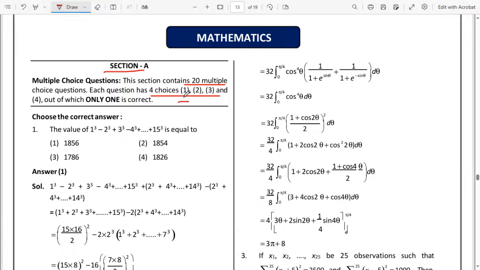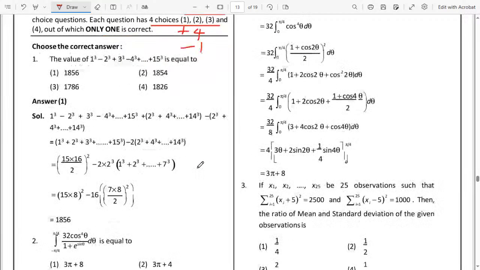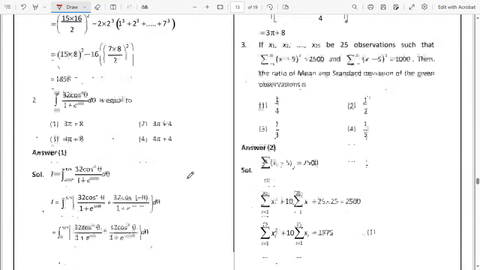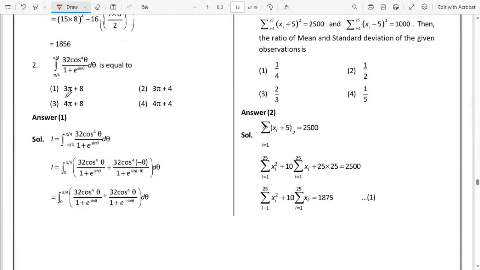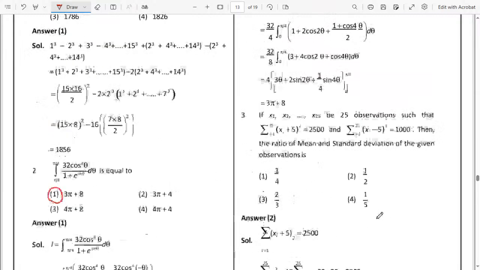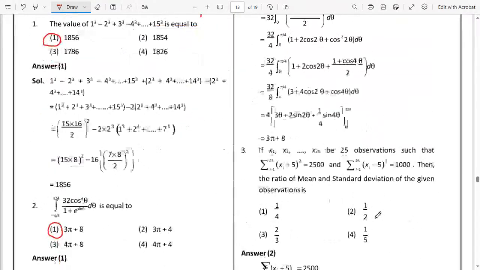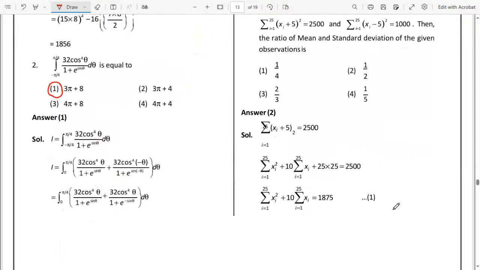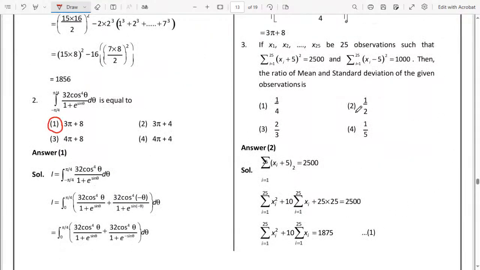If you choose the correct option, you are going to get plus 4 marks. If you choose wrong answer, you are going to lose minus 1 mark. Let us see the questions. Yes, question number 1. Option 1 is correct option, students. Next, question number 2. Option 1 is correct option, students. Question number 3. Correct option is 2.